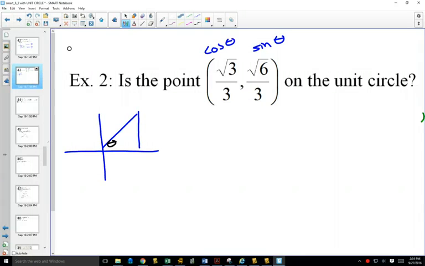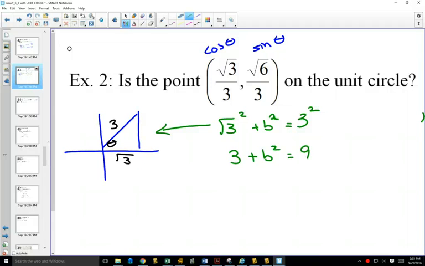And let's just start with cos. If we label things with cos, it's telling us that the adjacent side is square root of 3 and the hypotenuse is 3. A squared plus b squared equals c squared. We're going to solve for this side here. We would have to do root 3 squared plus b squared equals 3 squared. So I get 3 plus b squared equals 9. B squared equals 6.